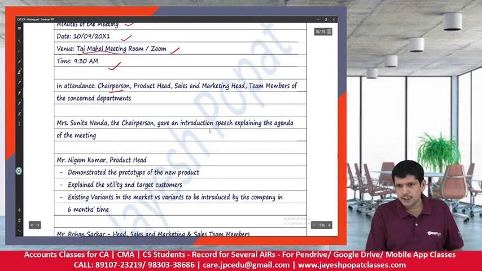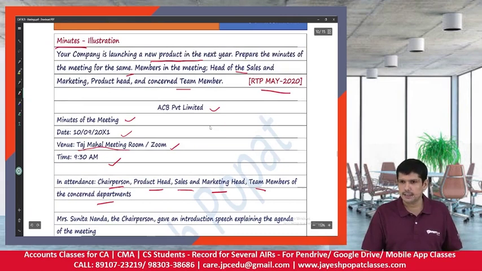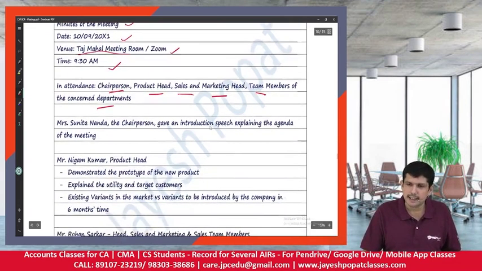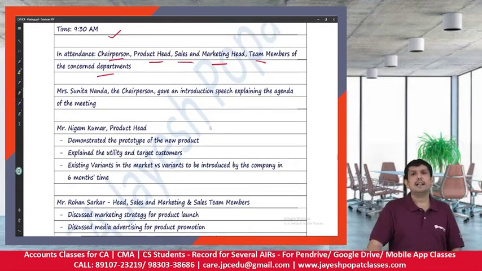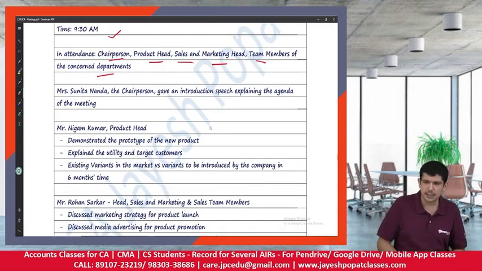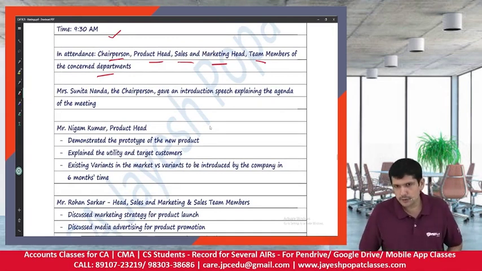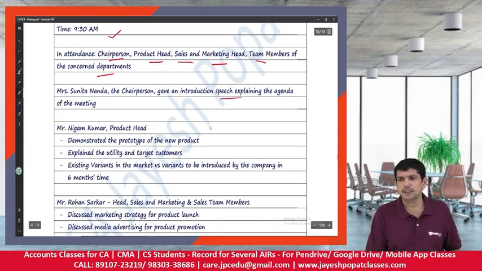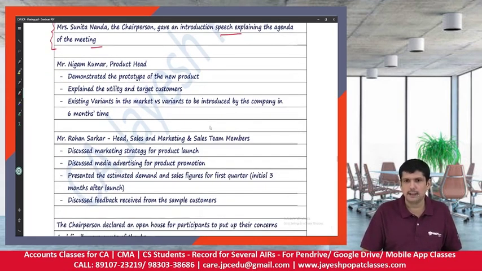In attendance, the chairperson is there, product head, sales and marketing head, and team members of the concerned department, because the topic says that concerned team members are there. So maybe not only the sales head and the marketing or production head, there are other members in the sales, marketing, production team also present in the meeting. Now, Mrs. Sunita Nanda, who is the chairperson, gave an introduction speech explaining the agenda. This is a static line which will always be there in all minutes of the meeting.